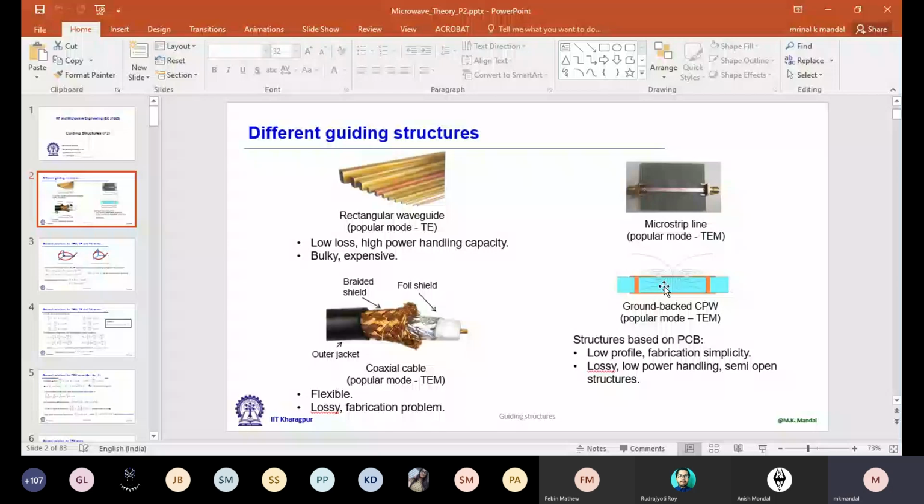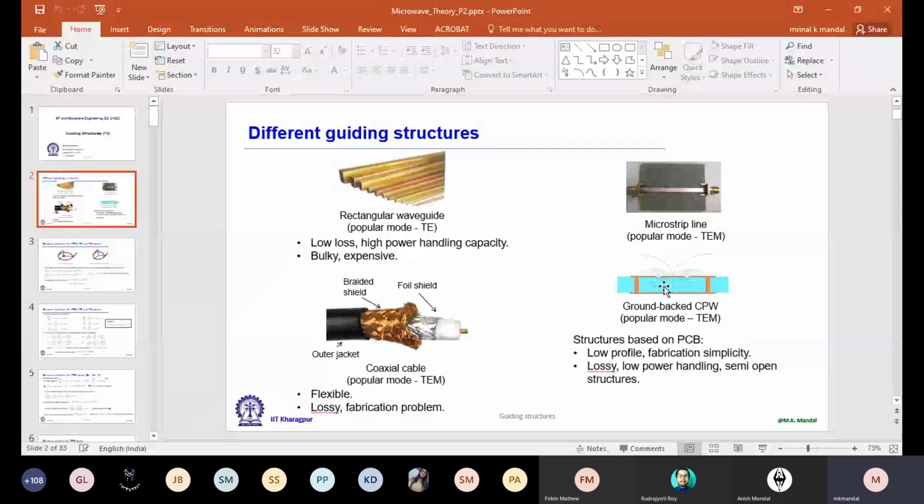Even then, it is very popular because of its two properties. One is that it provides the least loss; the alpha part is minimum for a rectangular waveguide if you compare it with other popular guiding structures. The second advantage is the highest power handling capability. Because of these two advantages, rectangular waveguides are popular for high power radar applications, where sometimes peak power can go up to the kilowatt to megawatt range, and we can't use PCB technology or coaxial cable for that.